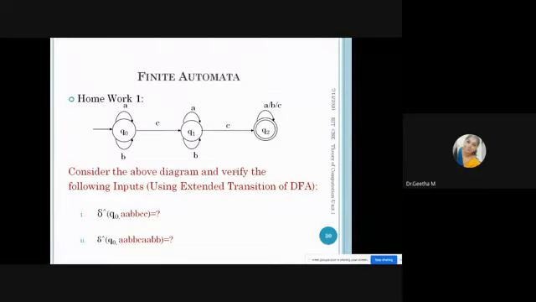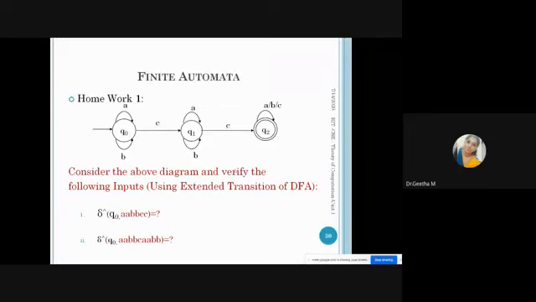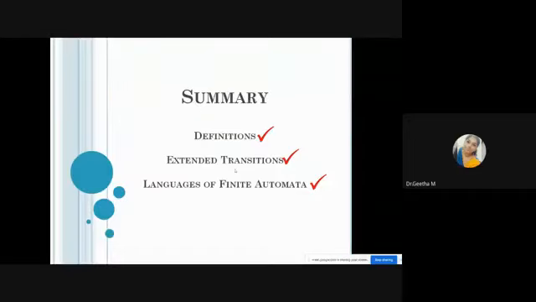See the example of DFA, the extended transition. This is a DFA diagram. I will post this presentation in Google Classroom. You want to solve this problem at home. And this one is for NFA and extended transition. Okay, these two sums you want to complete, but the DFA one you want to complete at home. NFA I will explain in tomorrow's class. We have completed the definitions of both DFA and NFA, and extended transition.